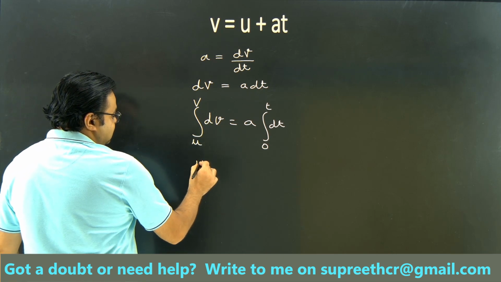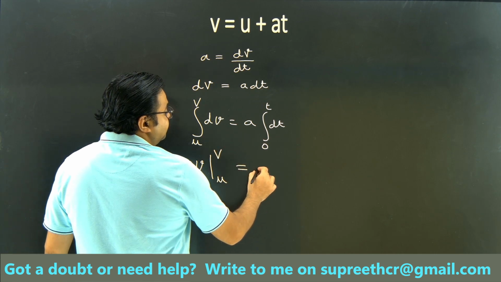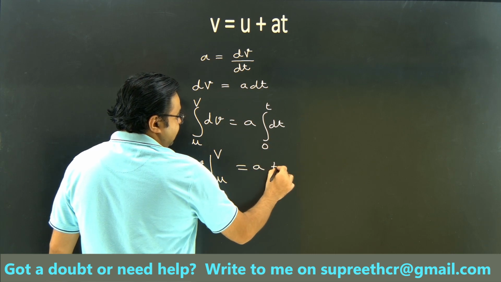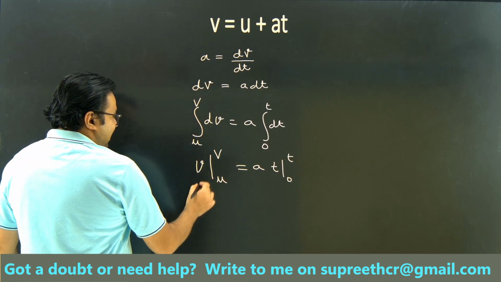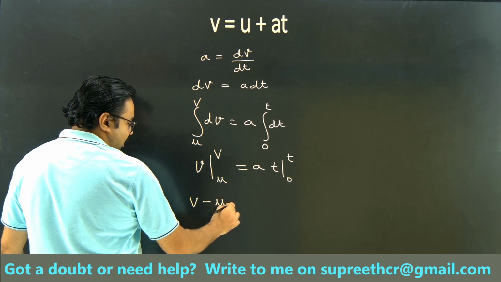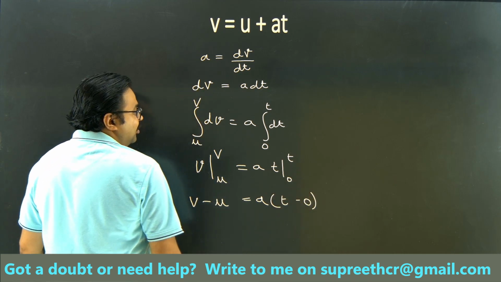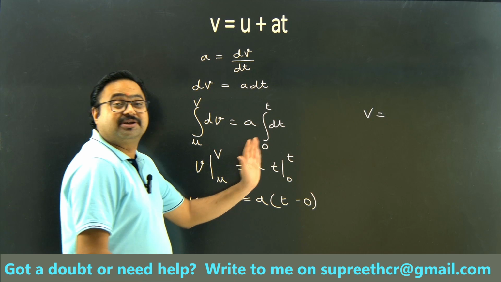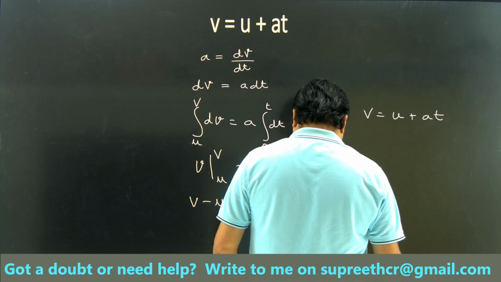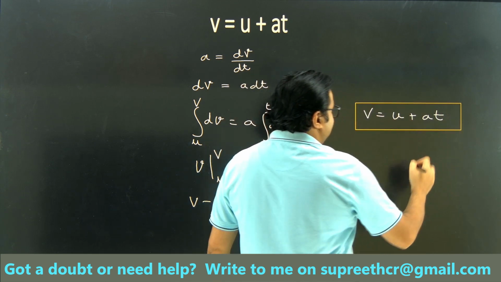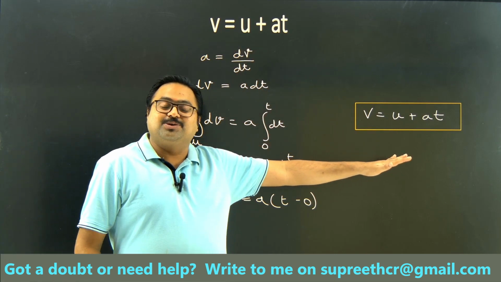Integral of dv, dear friends, is v, and that has to be evaluated between u and v. That's equal to the acceleration multiplied with t. Integral of dt becomes t, evaluated between 0 and t. If you apply the limits, upper limit minus the lower limit, it becomes equal to acceleration multiplied by upper limit minus the lower limit. So we have v equal to, transferring the u onto the other side, v equal to u plus at. With this, that equation becomes absolutely important, and that's how you get to that equation using the calculus method.